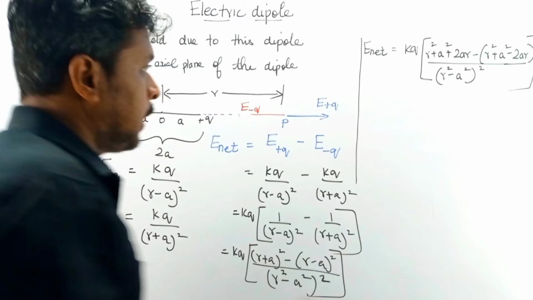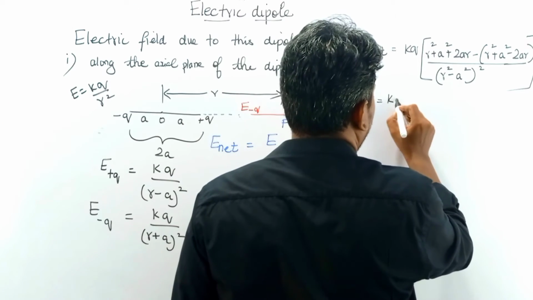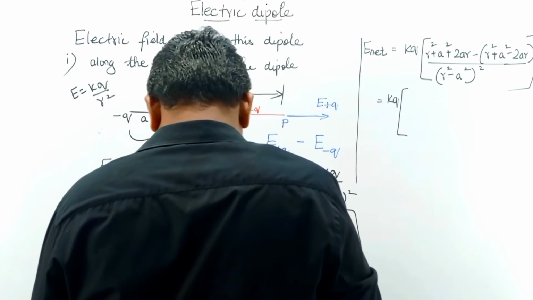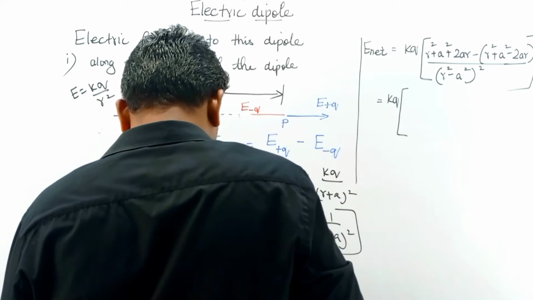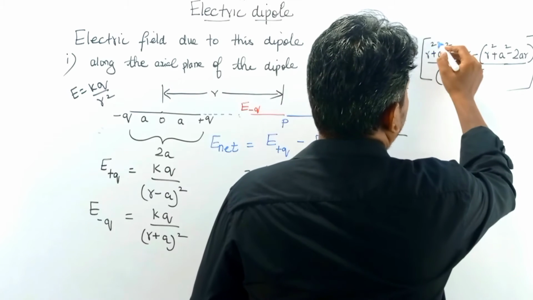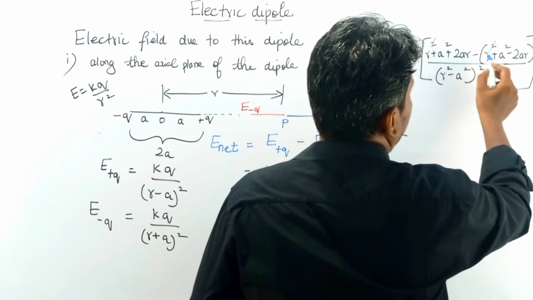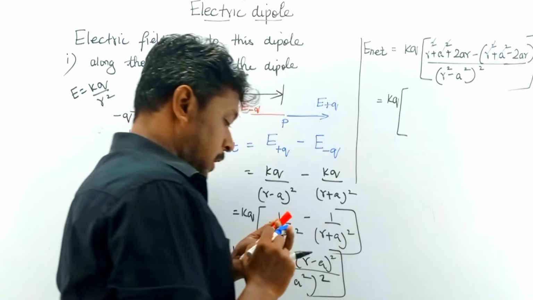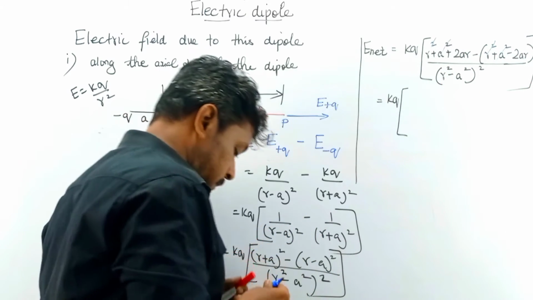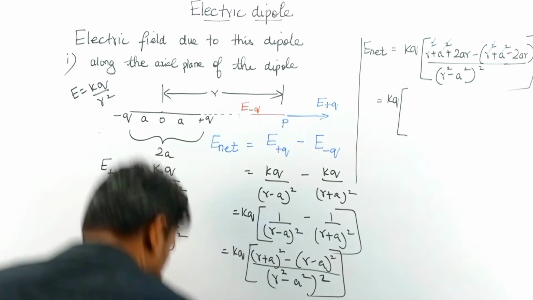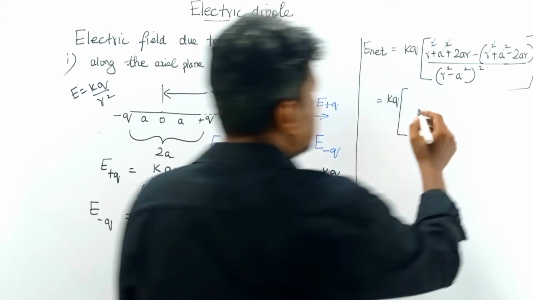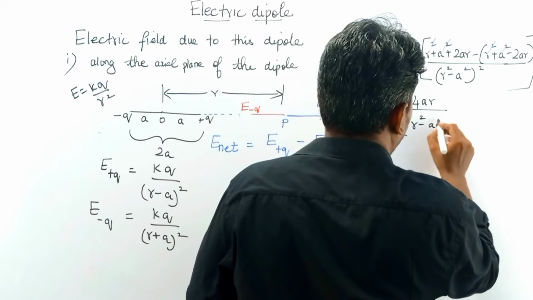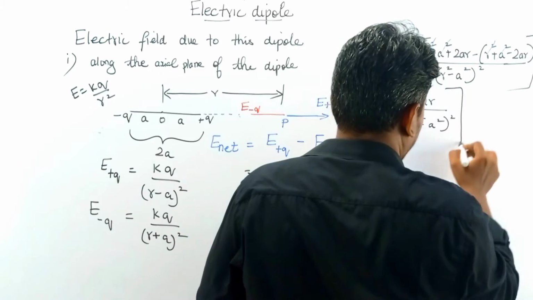Here it could be kQ. So r square minus r square, this term will get cancelled. a square minus a square, this term will get cancelled. 2ar minus and minus will become plus. So the term will be 4ar by (r square minus a square) the whole square.